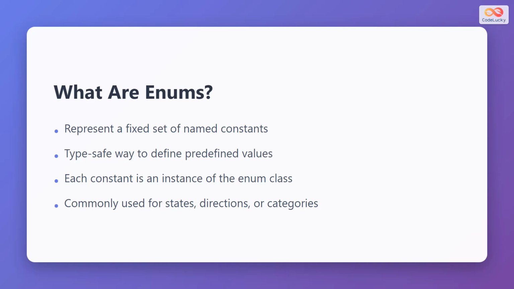Enums represent a fixed set of named constants. They provide a type-safe way to define predefined values in your code. Each constant you define in an enum is actually an instance of the enum class itself. Enums are commonly used to represent things like states, directions, categories, or any scenario where you have a limited set of possible values.